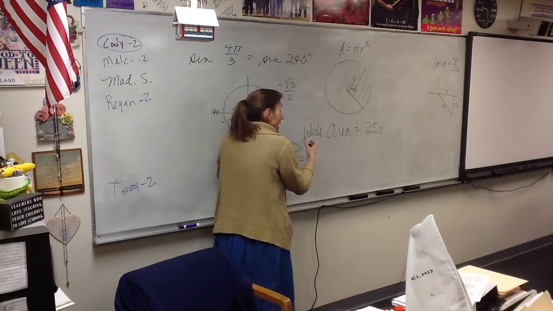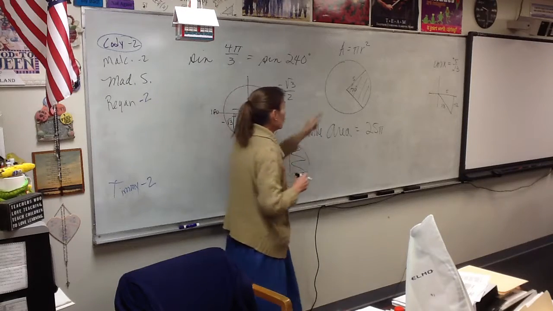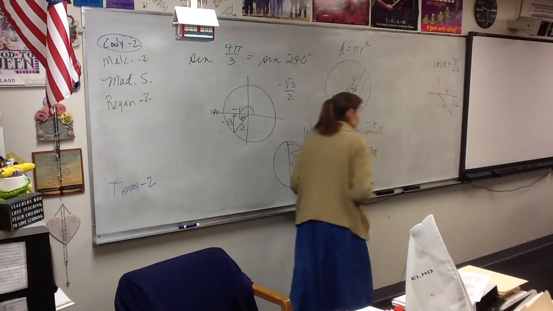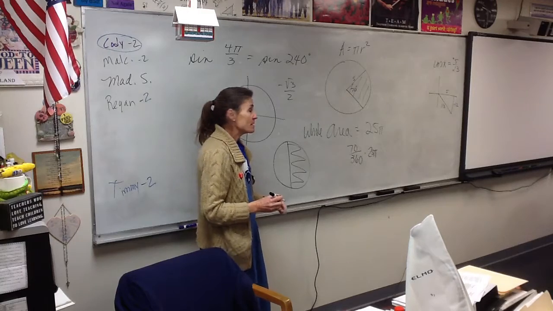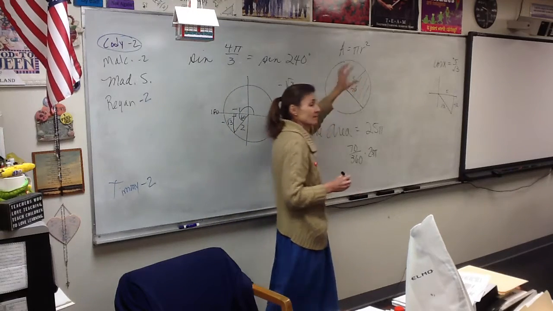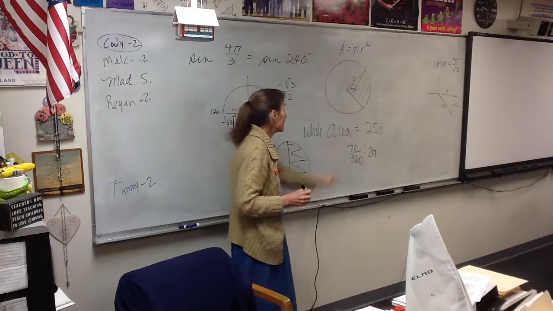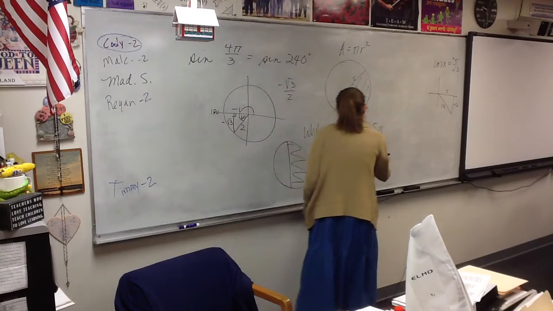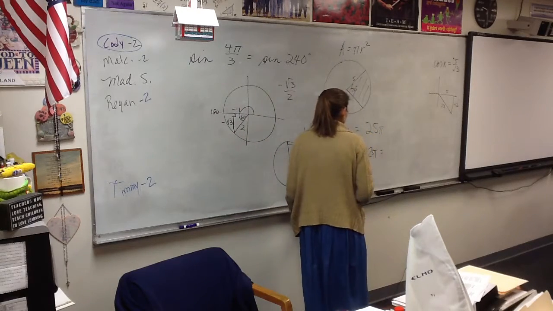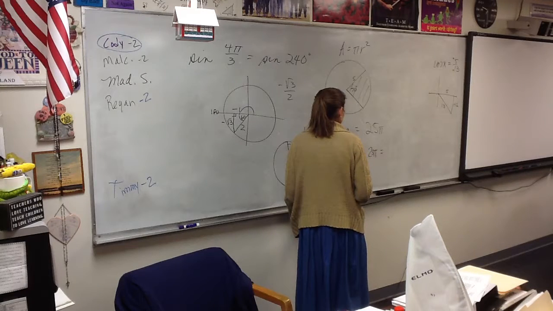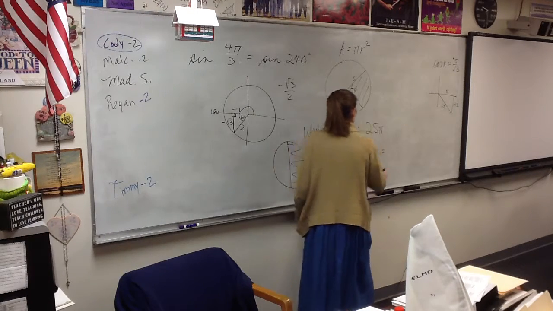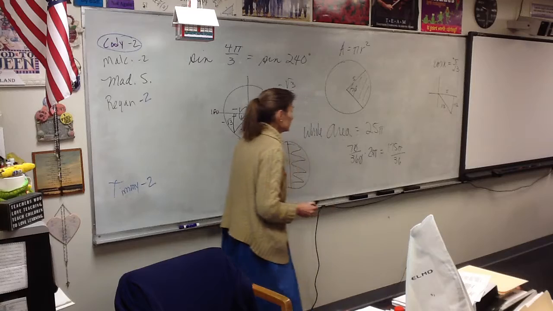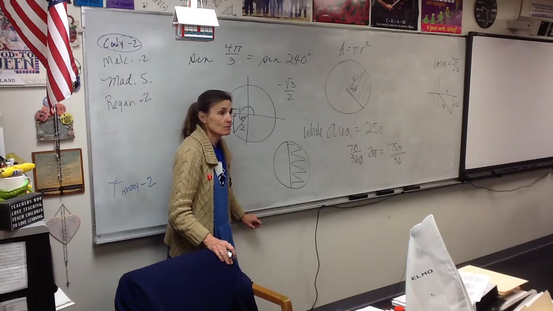So instead of taking half of 25 pi, we'll take 70/360ths of 25 pi, because that's the fractional piece that's shaded. So let's see, that's going to cancel. What's 7 times 25? 175 pi over 36. That's the answer to the question.